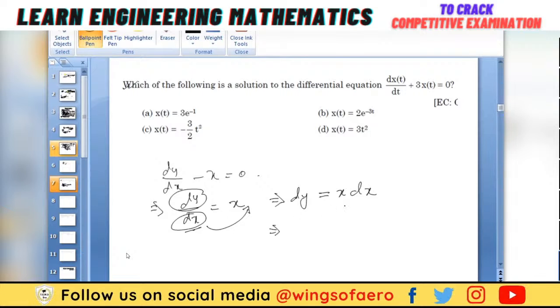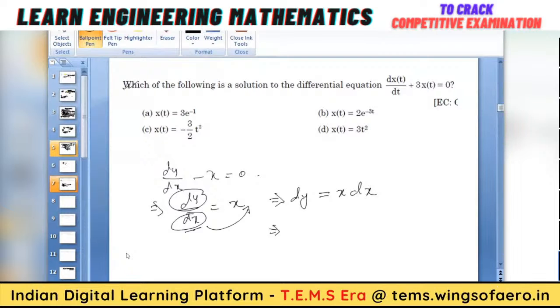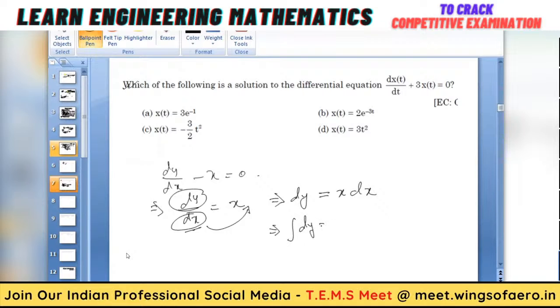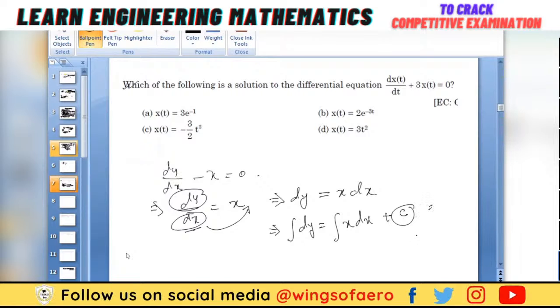Now integration can be done whenever you are separating the variables, that is, x with x, dx with all x terms and dy with all y terms, you can easily integrate. Then integrate both sides, plus c, the integration constant. Whenever we take an integration, obviously we will put an integration constant here.